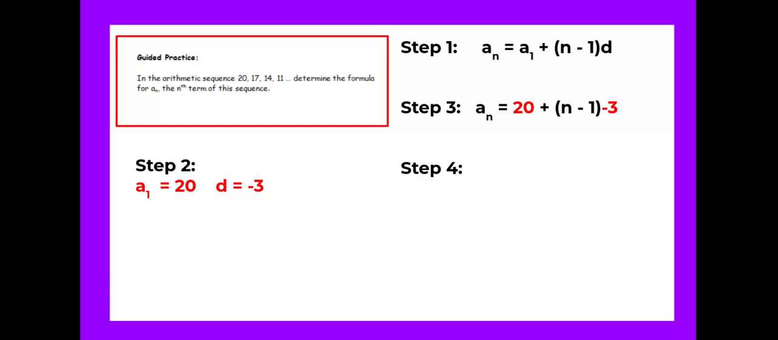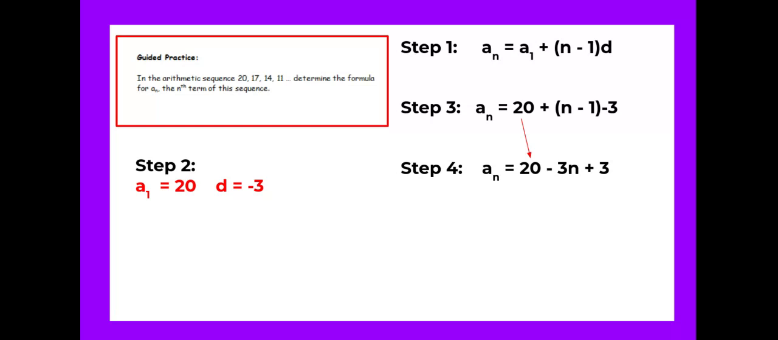Step 3 is we replace the a sub 1 with 20 and the d with -3. So pause it if you need to copy this down. Step 4 is simplify. So simplify means we're first going to distribute -3 to n and to -1. When you multiply -3 to n, you get -3n. And when you multiply -3 to -1, you get +3. Make sure you're using your calculator when doing these calculations. So you get -3n plus 3. You bring the 20 down.